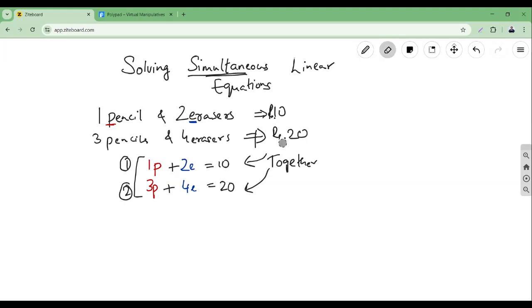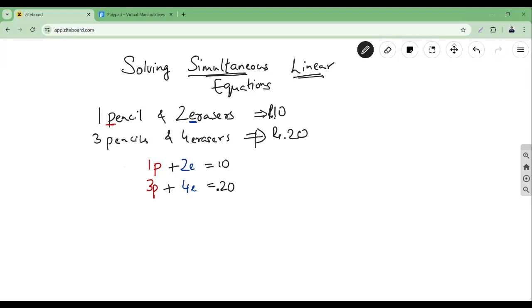And now let's see how to solve these simultaneous linear equations. Why? Because though two different variables are there, the highest power is 1 only. So the degree is 1 only. That's why it's a linear equation.